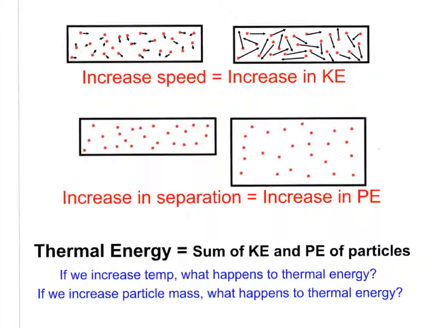What about potential energy? Well, if the particles have a greater separation in space, if they're farther away from each other, there will be an increase in their potential energy. So if they're closer together, we have less potential energy, and when those particles are farther apart, we have greater potential energy. Now let's look at thermal energy.